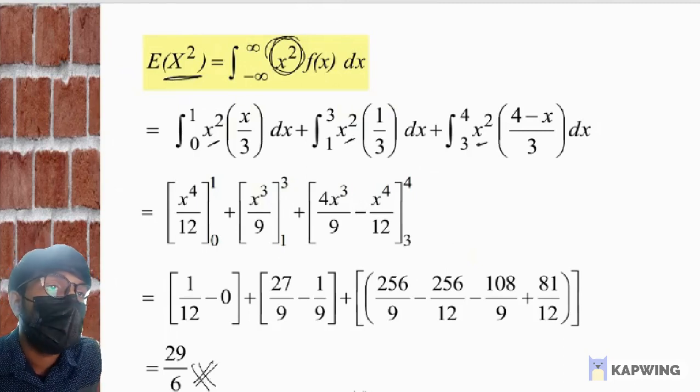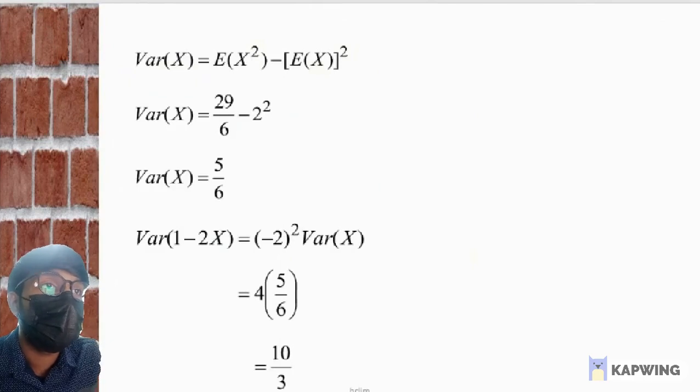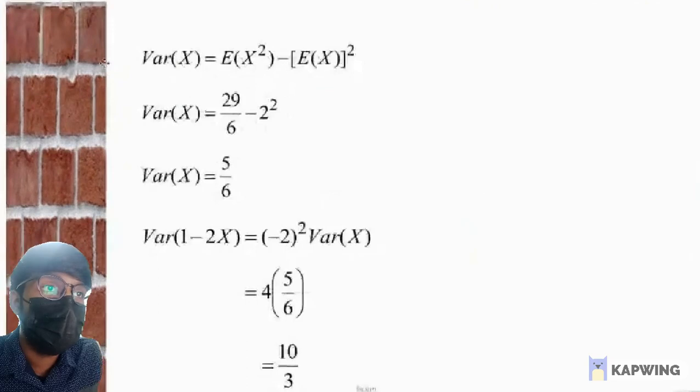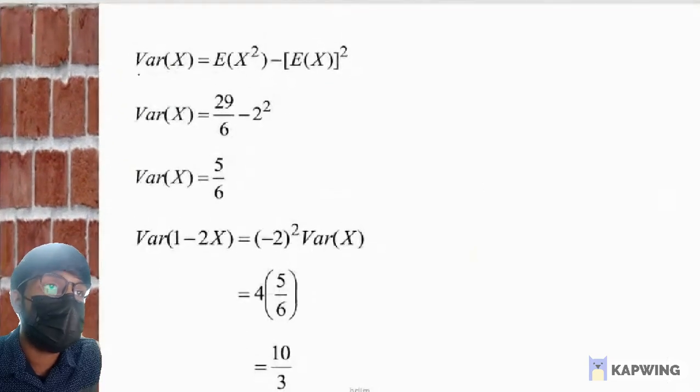After that, we are going to find the variance. Variance is equal to E(X²) minus mean squared. Just now we already got the value of E(X²), which is 29 over 6, and the mean squared is 2 squared. So the variance of X is equal to 5 over 6.